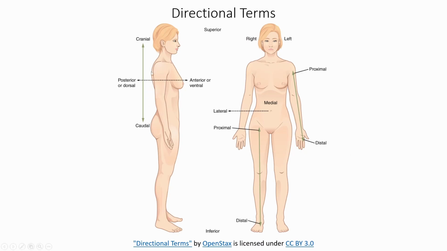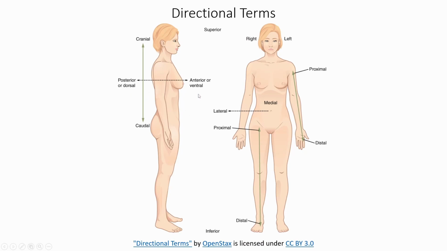So we have the cranial direction, which is going to be the head. Caudal, we think tail, right? So that's going to be towards the buttocks. Posterior, also sometimes called dorsal, is going to be the back. And then anterior or ventral is going to be the front, right? The front side of the body. And again, we'll see these terms come back.